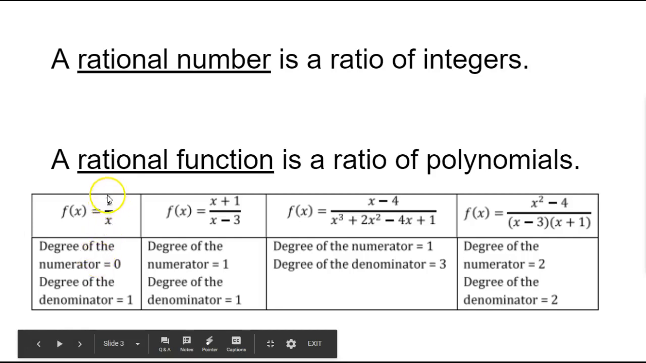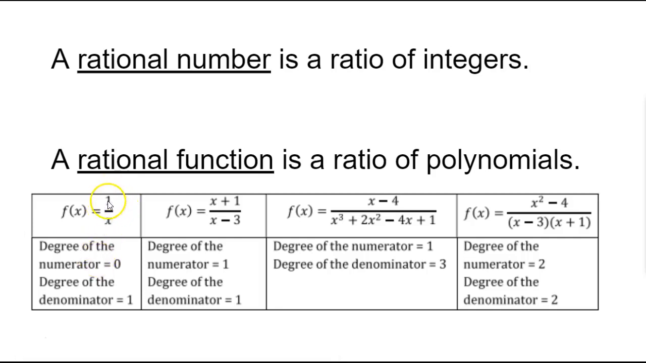The degree of the numerator is 0 here because there is no variable. The degree of the denominator is 1 because there's one variable, one root. It's to the first power. There's only going to be one real or imaginary root. When we look at the next one, we have x to the first power, x to the first power, so both of these have a degree of 1.